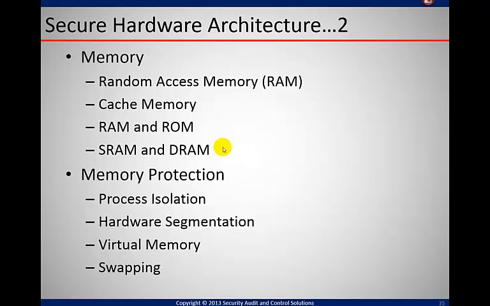Now, memory protection has issues like process isolation, so the processes cannot interfere with each other. Hardware segmentation, from a memory point of view and CPU, will actually separate the RAM from each other in the computer. Virtual memory is swapped to disk, and virtual memory is not real memory. This is memory that usually is extended to make it seem like the machine has got more memory. And swapping is a swap space, also to create additional storage capability in some operating systems.